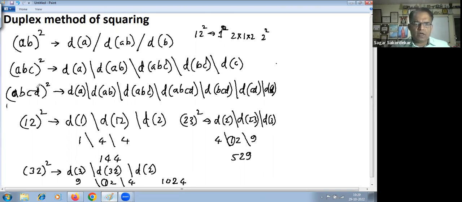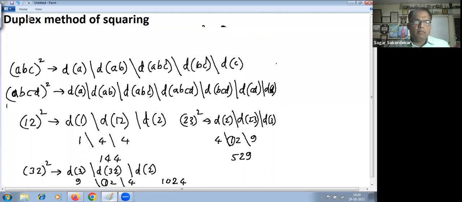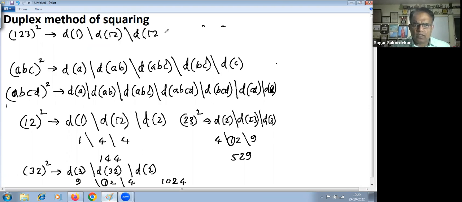Okay, so our importance is to try for 3 digit, 4 digit, and higher. So let's go for this. Consider we want to calculate the square of 1, 2, 3, a 3-digit number. So the formula is here, duplex of 1. Actually, this you don't have to write, just to understand at the start I'm writing this. Directly you have to write one square here. Duplex of 1, 2. Duplex of 1, 2, 3. Duplex of 2, 3. And then duplex of 3.